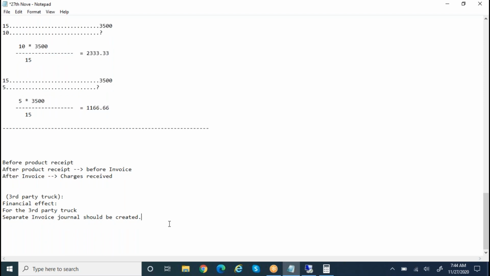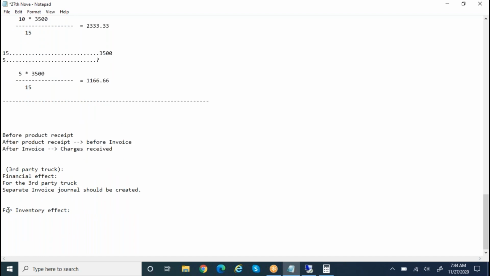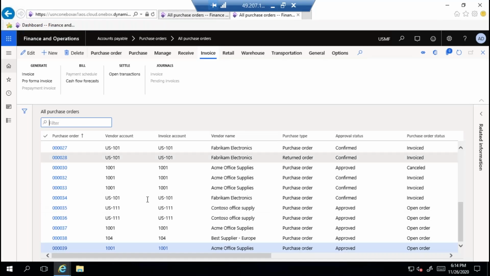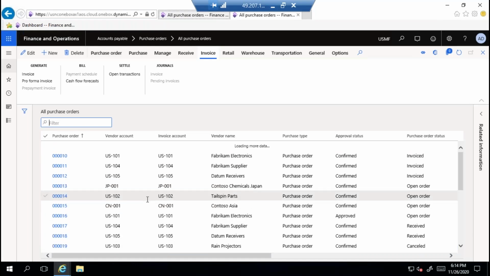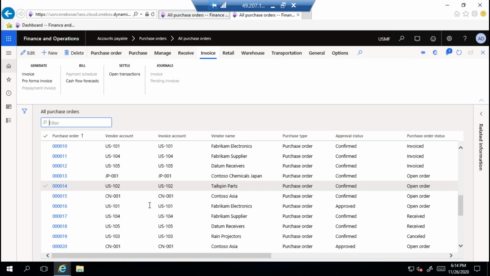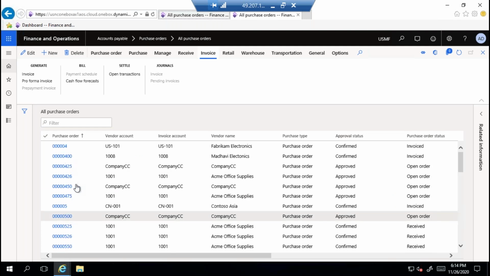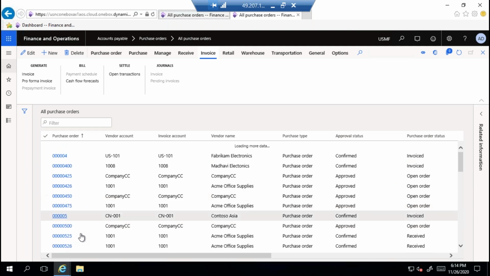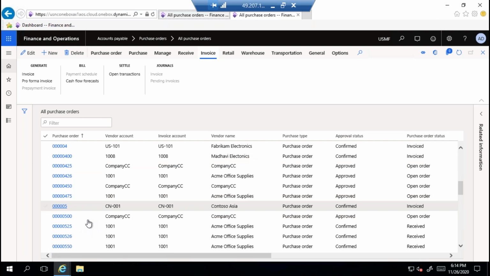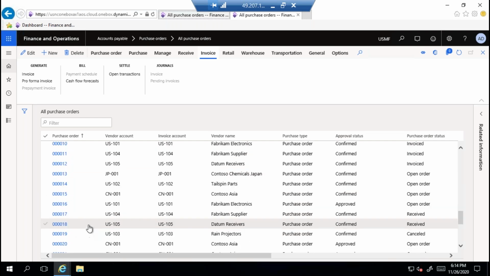For inventory effect, item inventory means item master update. For that we have an option. Give me 1 second. $675. Give me 1 minute. This is not in my control.